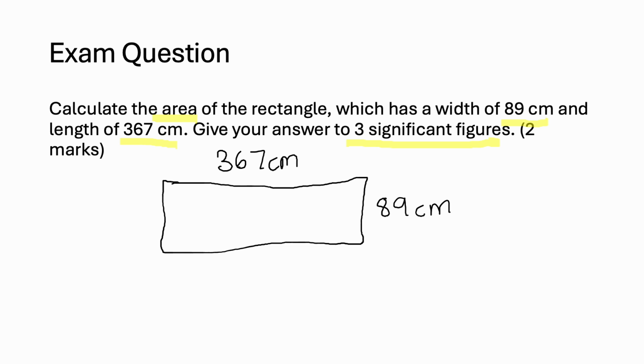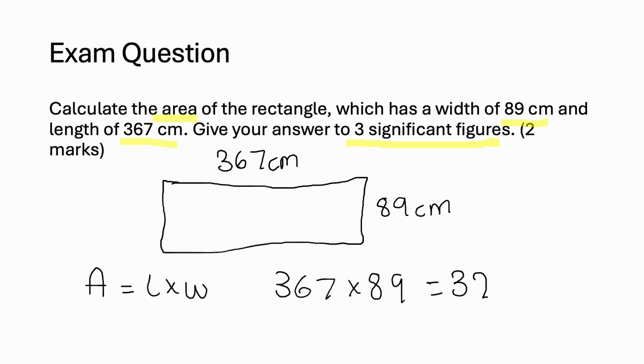The formula for the area of a rectangle is area equals length times width. So essentially 367 times 89, which gives an answer of 32,663 centimeters squared.